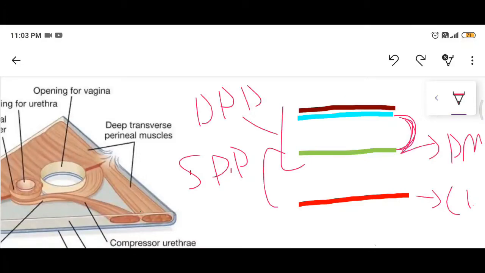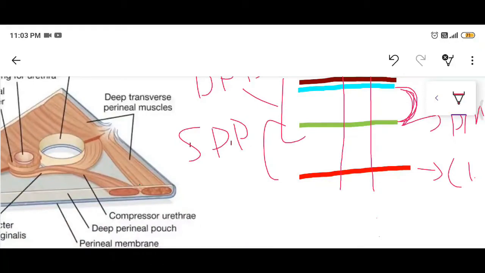For male, the urethra will be passing through the deep perineal pouch and the superficial perineal pouch. The second content for the male is the bulbourethral gland, which is present in the deep perineal pouch, but it will give its secretion in the superficial perineal pouch. The bulbourethral gland, or the Cowper's gland, will pierce the perineal membrane and join the urethra in the superficial perineal pouch.